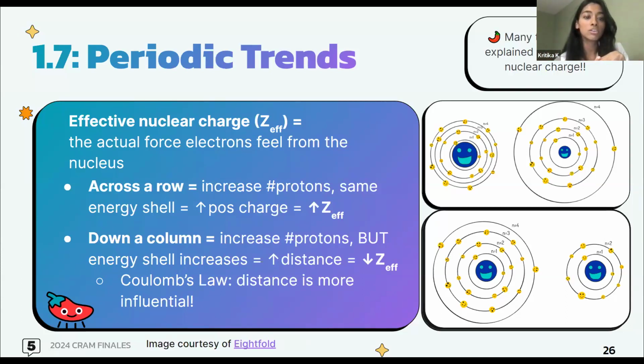So when you're moving across a row, the number of protons increases while the energy shell stays the same. So all in one row, all electrons will be a similar distance from the nucleus. So we are increasing positive charge without changing the distance. So the effective nuclear charge actually increases. When we're moving down a column, we're still increasing the number of protons. However, we're adding another energy shell. So all the electrons in the lower column will be further away from the nucleus. So the nucleus isn't able to exert as much of a positive charge on these farther away electrons. So the effective nuclear charge is weaker when you go down a column.